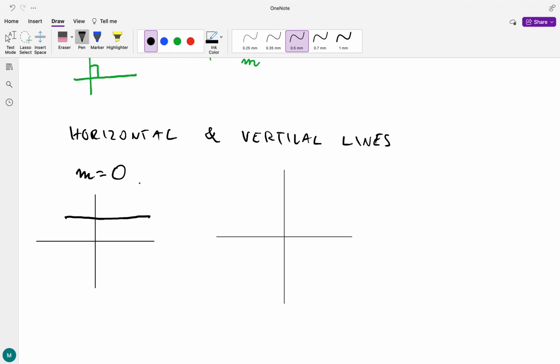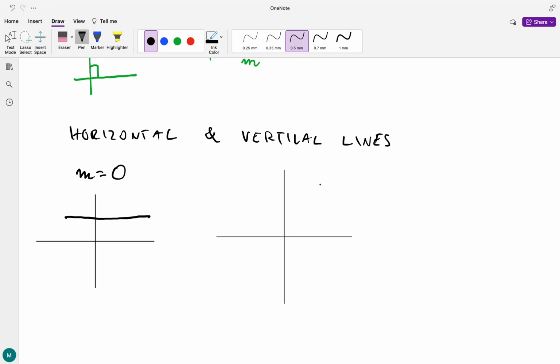Just something to remember. Sometimes you might have a tricky question on your homework or on your test saying, calculate the slope of a horizontal line y equal to 3, right? You can go right ahead and say, hey, the slope here is 0.